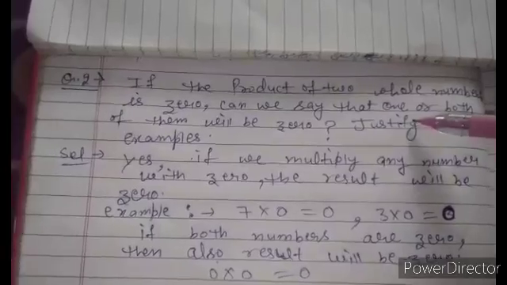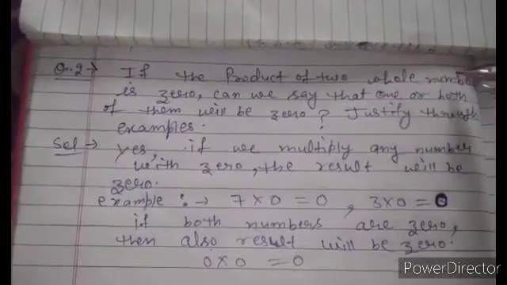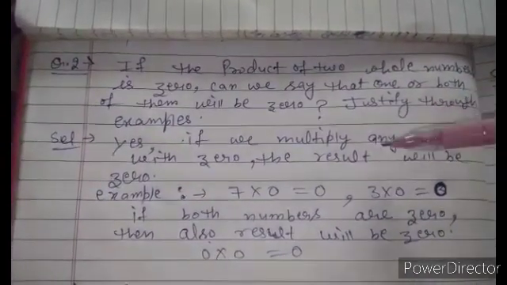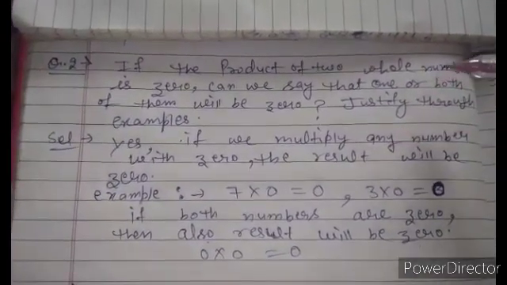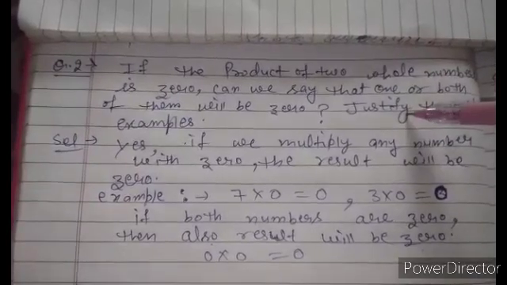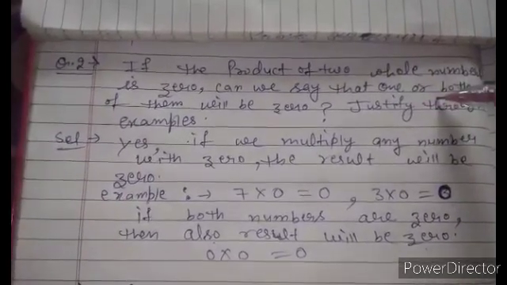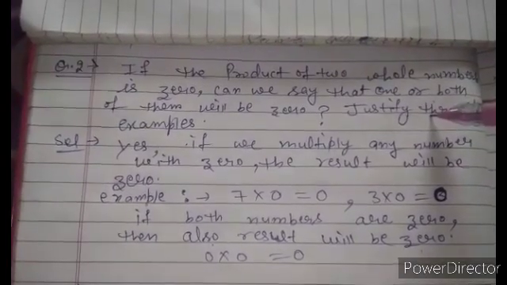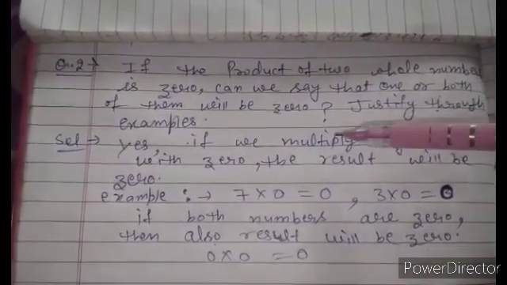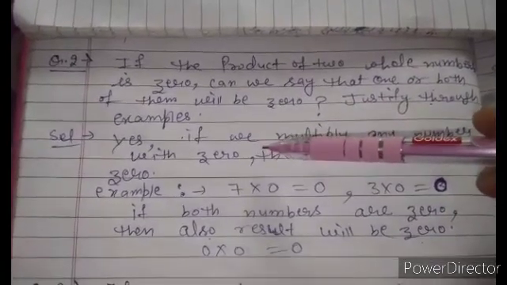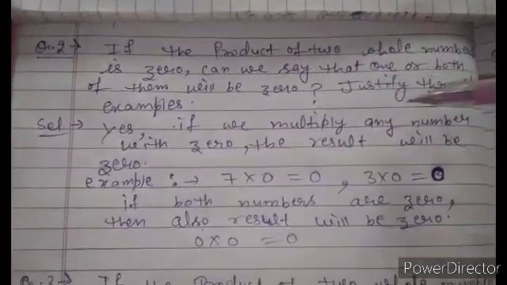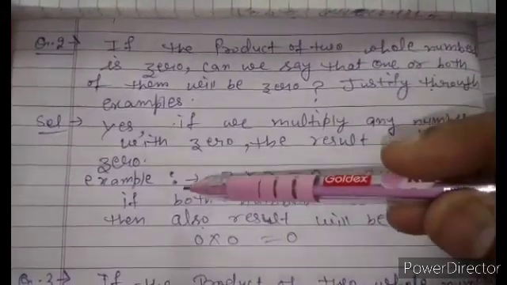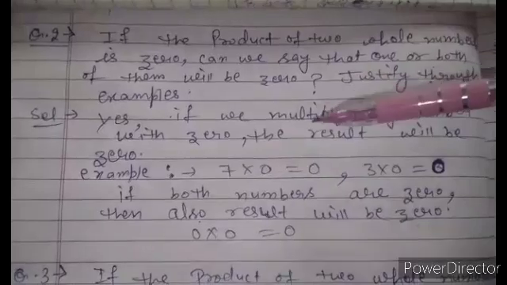NCERT 6th class math. Exercise 2.3 question number 2. If the product of two whole numbers is 0, can we say that one or both of them will be 0? Justify through examples. So if one number is any whole number and the other is 0, the product will be 0, or if both numbers are 0, the product will be 0. We can write in the solution: yes, if we multiply any number with 0, the result will be 0. We have to give examples here.